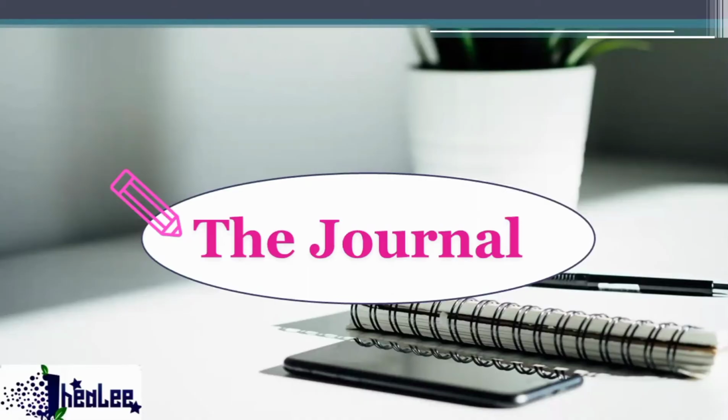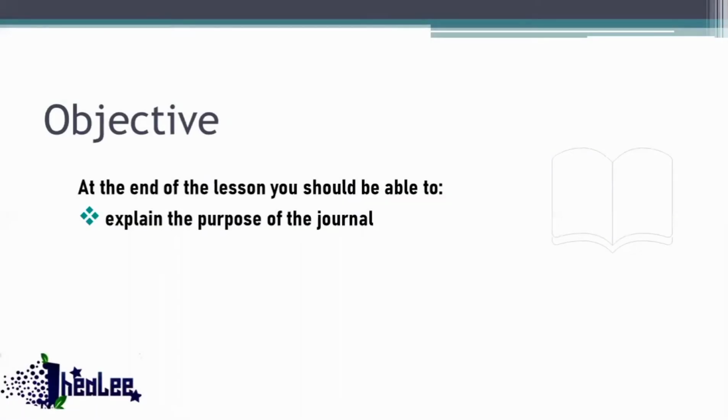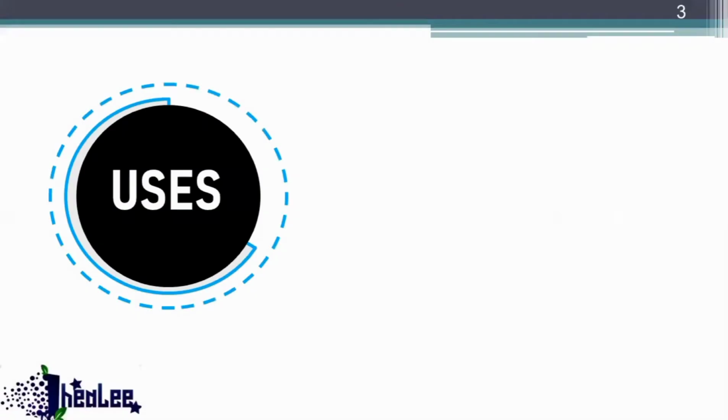For this session, we're looking at the general journal as a book of original entry, or simply the journal. Now, for the lesson, the objective is that you should be able to explain the purpose of the journal. Now, let's get into it.